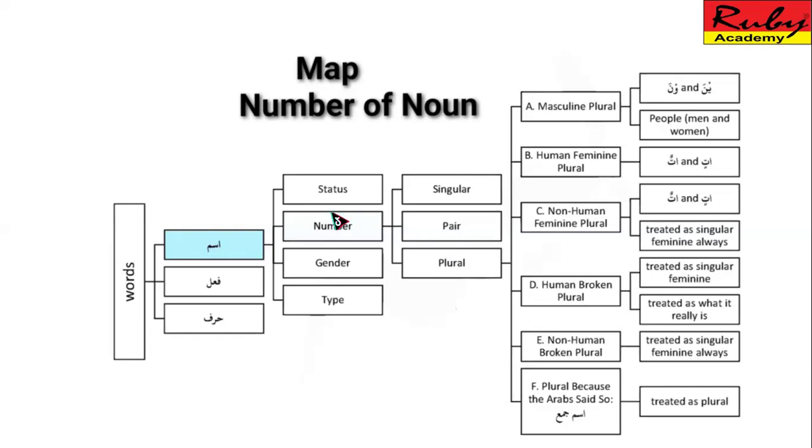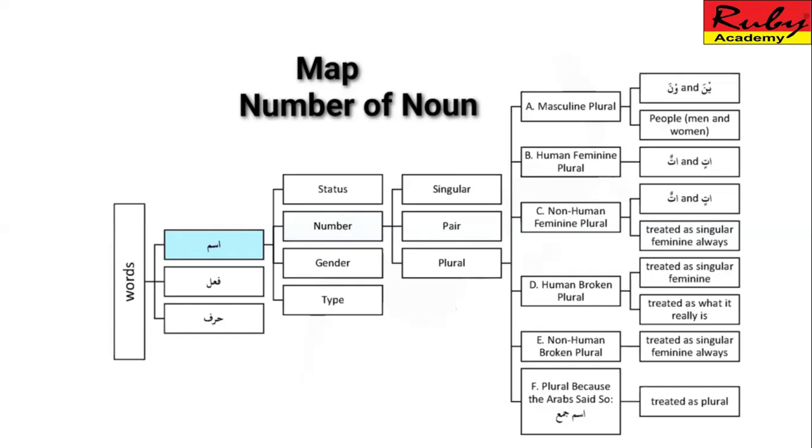Status, it means whether it is marfu, majroor, or mansoob. That's i'rab. Numbers: singular, dual, plural. Gender: feminine, masculine. And type, whether it is definite or indefinite, marifa or nakira.